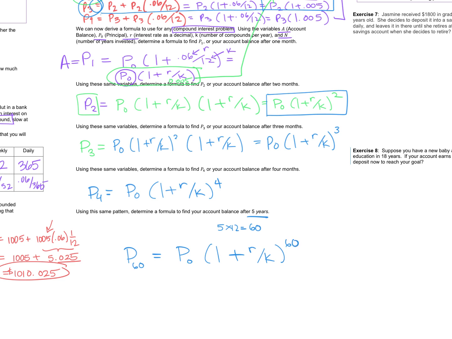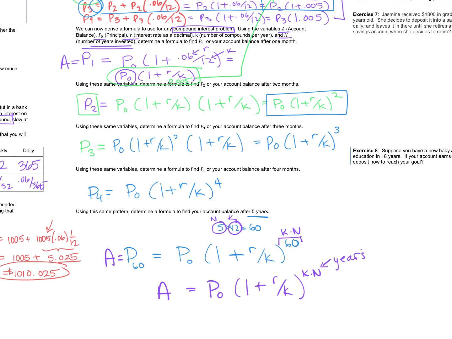But thinking about using another letter they have up here, which was N, number of years invested, what we could say is that that 60 came from the 12, that was the number of compounds, which is K, times the number of years, which we're going to say N. So that's N and K. So I could rewrite that as KN. And we could say that this is our actual amount. So our amount is equal to P naught times 1 plus R over K to the KN, where N is in years, and K is the number of compounds in a year.